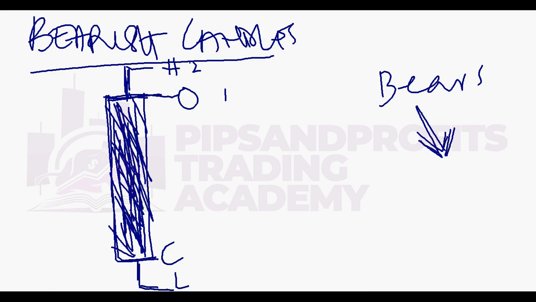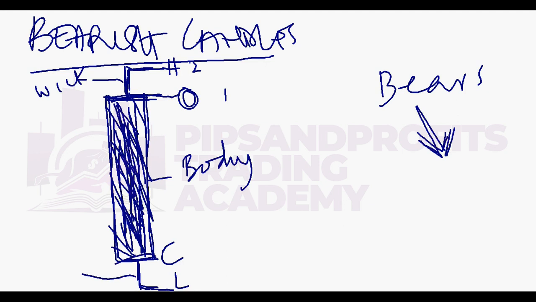The distance between the opening and the close, as we said, is the body. The distance between the opening and the high over here is called a wick. The distance between the close and the low here too is called a wick. Are we together? So this is an upper wick and this is a lower wick. What is the upper wick telling us?